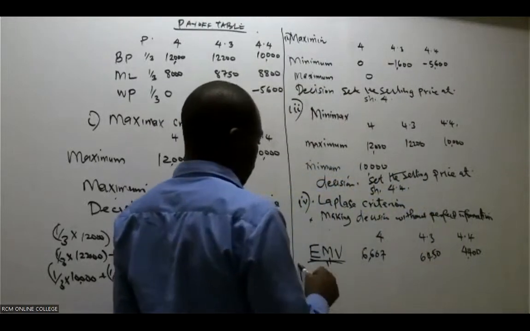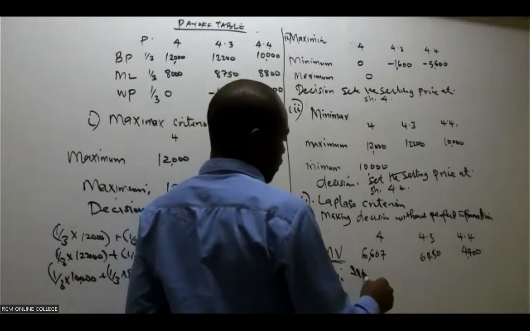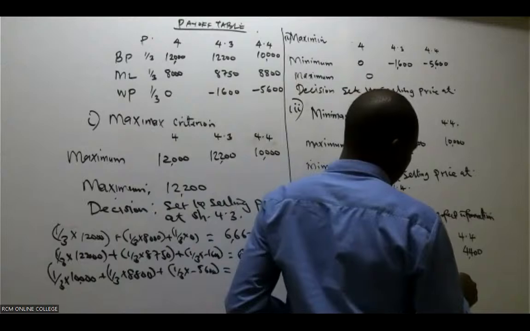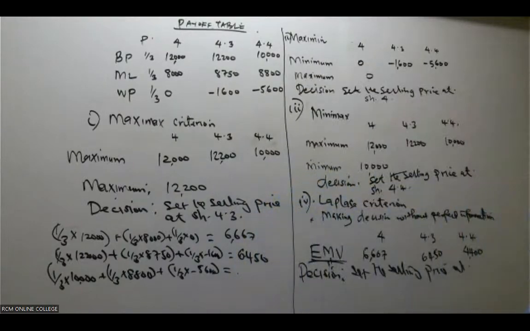Decision number one, set the selling price at the highest one we have, 4 at shillings.